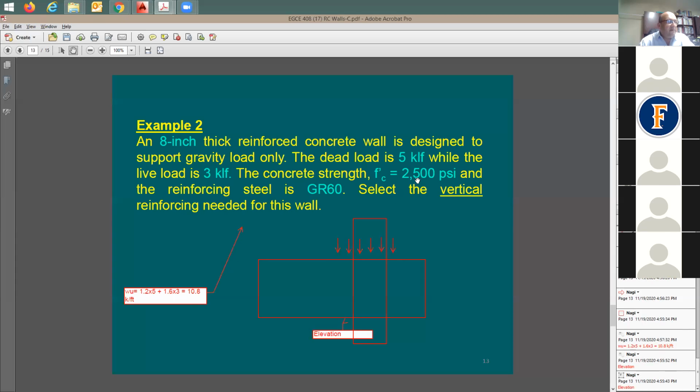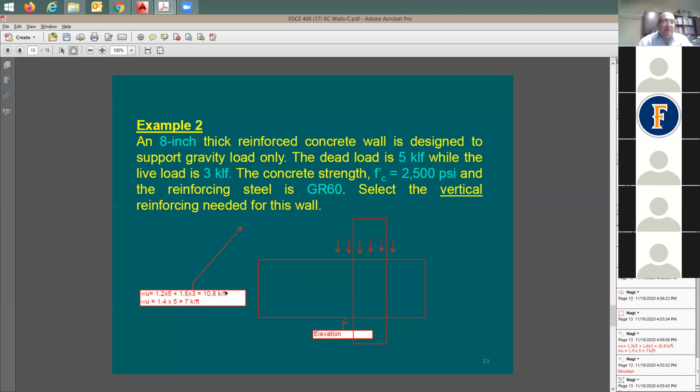Concrete strength, 2500 psi. Reinforcing steel, grade 60. It says select the vertical reinforcing needed for this one. So it's going to be based on the strength. Now, is this the only equation I need to run, or do I have another equation for gravity load? So combination 1.4 dead load times 5. How much is this? 7. I guess this one controls, but I need to show answers, right?